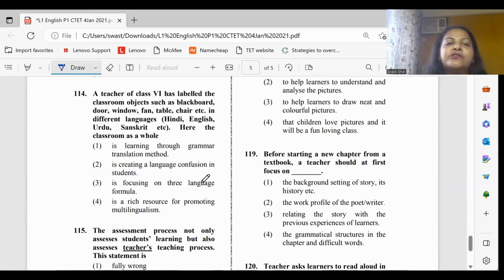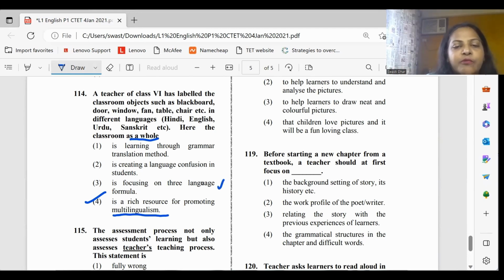114, a teacher of class 6 has labeled the classroom objects such as blackboard, door, window with different languages. So here the classroom as a whole, what does it become? It is a rich resource for promoting multilingualism. So through using ordinary everyday things, the teacher is promoting multilingualism.